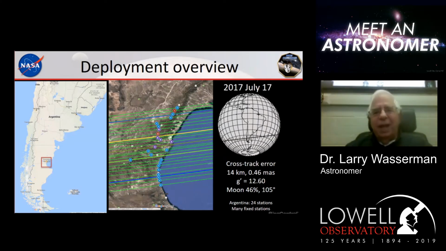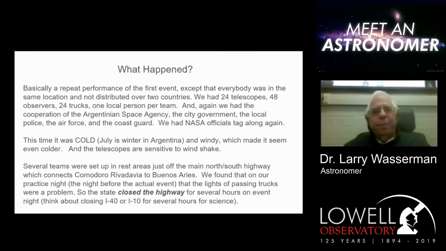Again, we set up a picket fence just like before, and you can see all the stations. The blue circles are where everybody ended up. So we're going to try it again. What happened? It's basically a repeat performance of the first event, except that everybody this time was at the same location and not distributed over 2 countries, in fact 2 continents. 24 telescopes, 48 observers, 24 trucks, 1 local person per team. And again, we had the cooperation of the space agency, the city government, the police, the Air Force, and the Coast Guard, and NASA officials coming along.